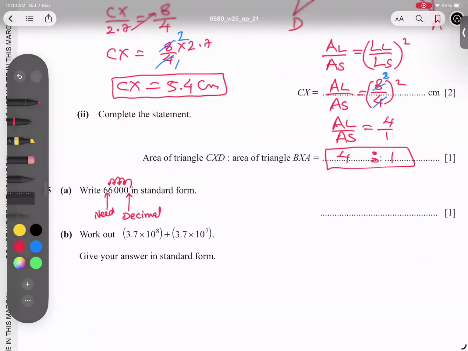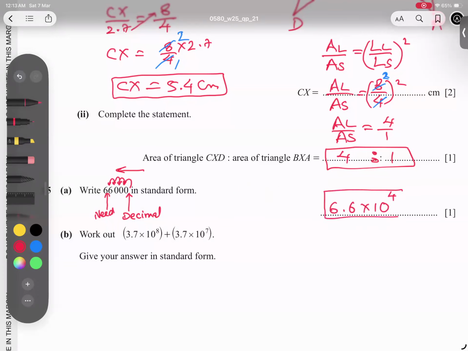And how to write it now? So we can say that 6.6 times 10 to power 4 positive. Positive is not compulsory. Okay. And when decimal moves this way, positive. When it moves the other way, negative. I hope the point is very clear. And this question is done.